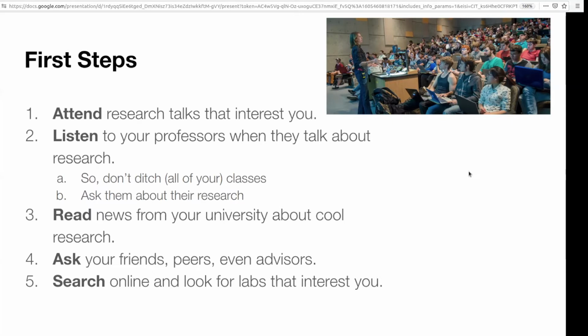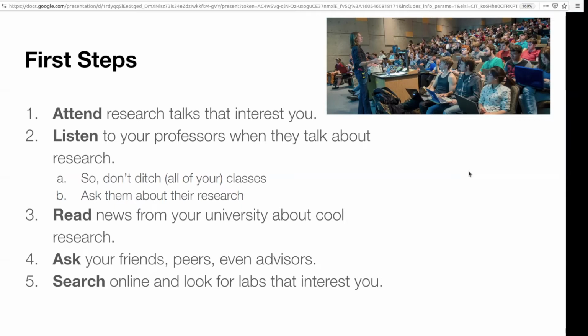Now, the third point is to read news from your university about cool research. So sometimes, if you're going to a school like CMU, maybe they have an engineering group that posts whenever cool research comes out of CMU labs, saying, oh, some cool lab at the Robotics Institute is doing this really cool research on drones and mapping.